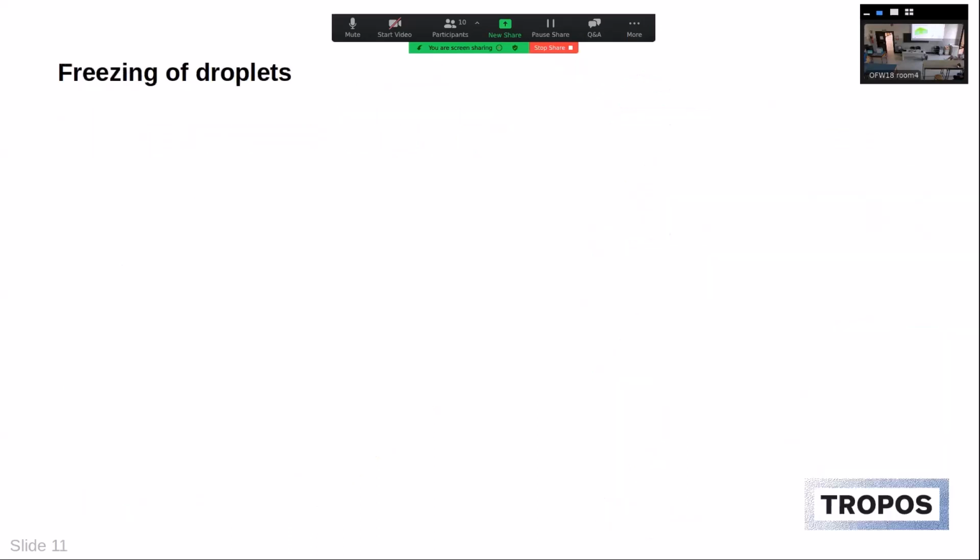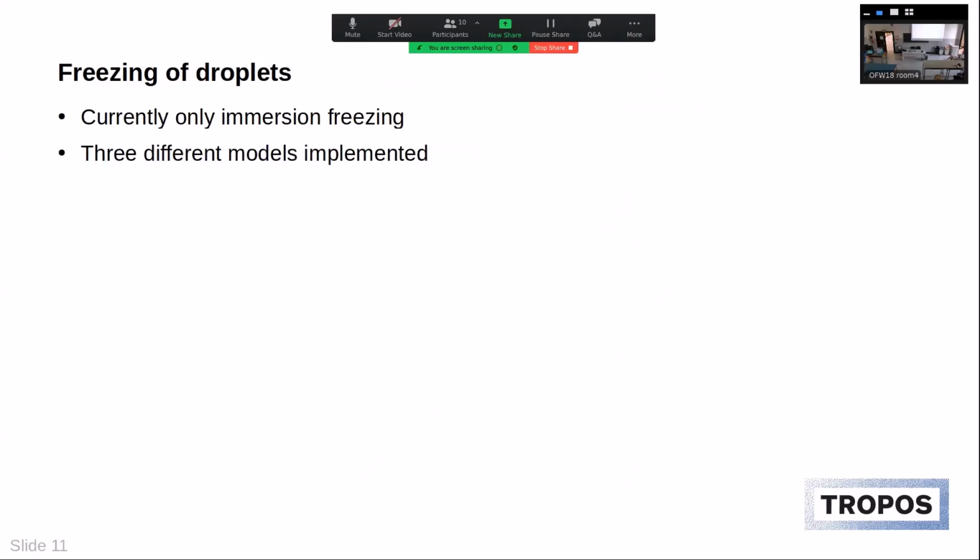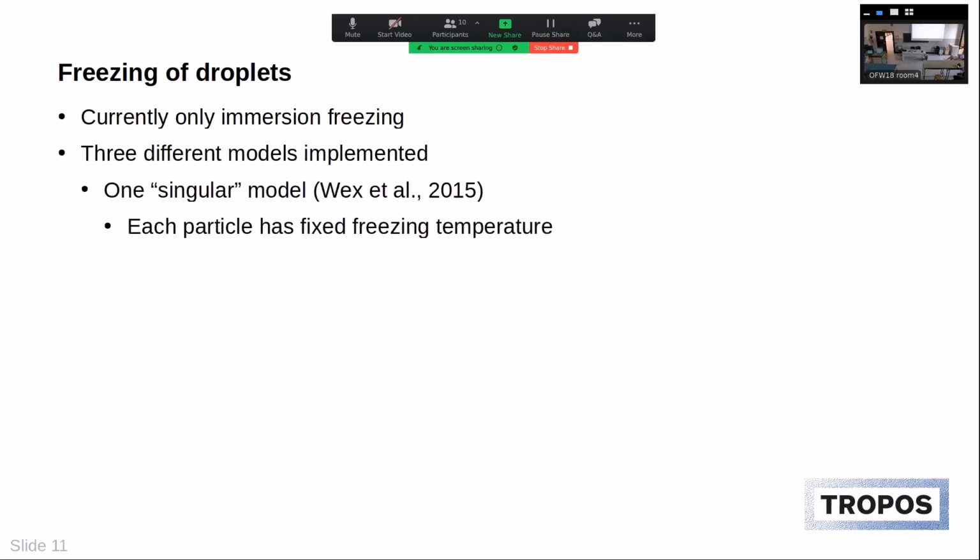So the next model is the freezing of droplets. Currently, we only consider immersion freezing. That means for droplets to freeze, we need a particle inside the droplet that acts as an INP, an ice-nucleating particle. We implemented three different models for this. One is called a singular model, which is from my colleague Heike Wex. There, each particle has a fixed freezing temperature, which is assigned at the injection of the particle.